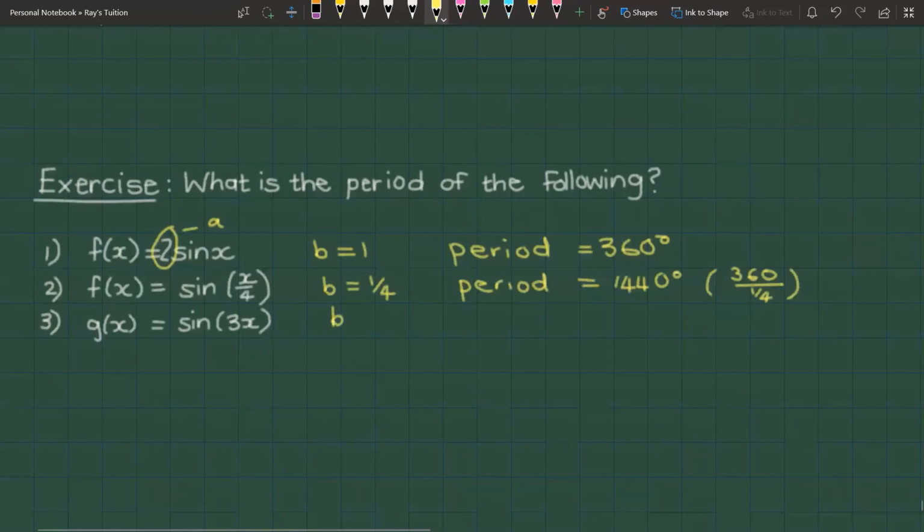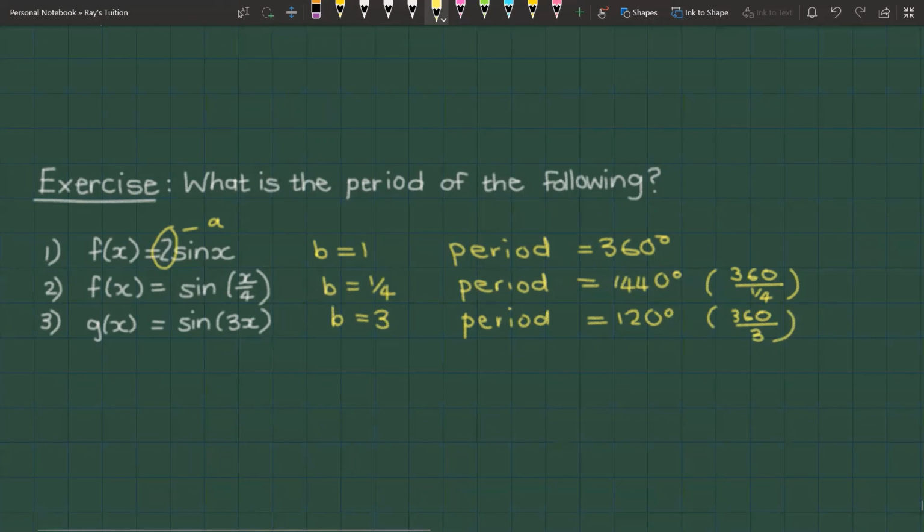In the last case, our b value is 3. So that means in 360 degrees, we'll see 3 graphs. So the period of one graph will be 120 degrees. And again, you can get this by saying 360 divided by the b value.